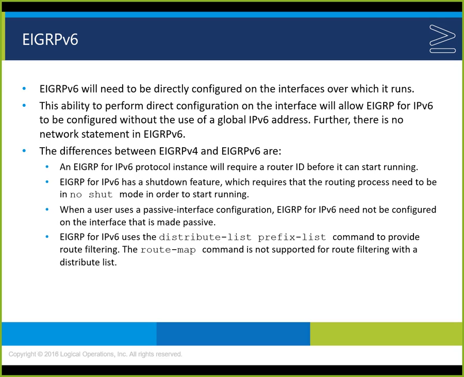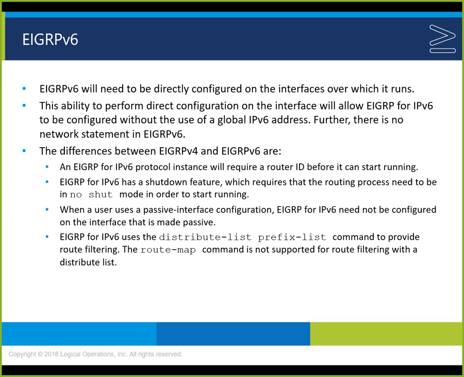Differences: EIGRP for IPv6 requires a router ID before it can start running. We did that. It has a shutdown feature, so we have to give the no shutdown command. When we use the passive interface configuration, IPv6 need not be configured on the interface that is made passive. And what that's saying is, instead of trying to make a passive interface, just don't put the protocol on that interface.